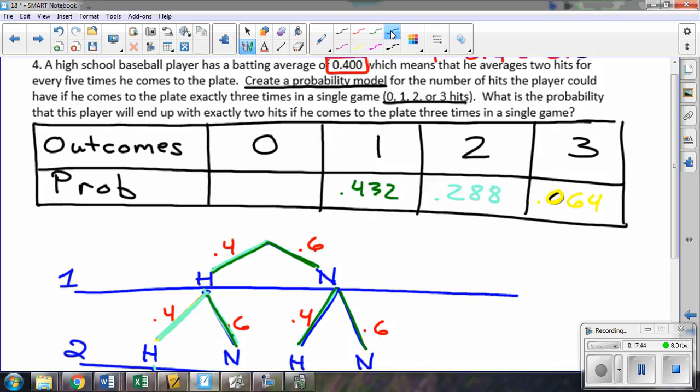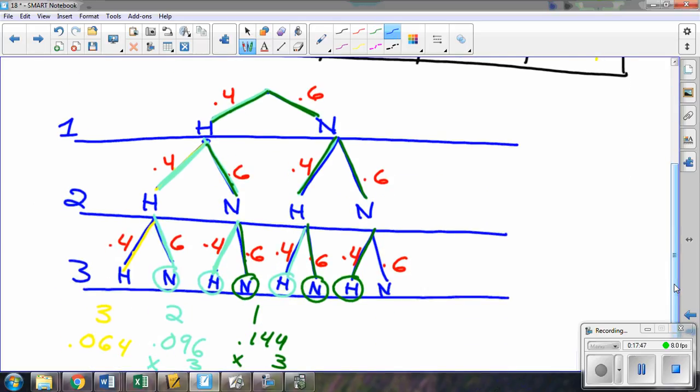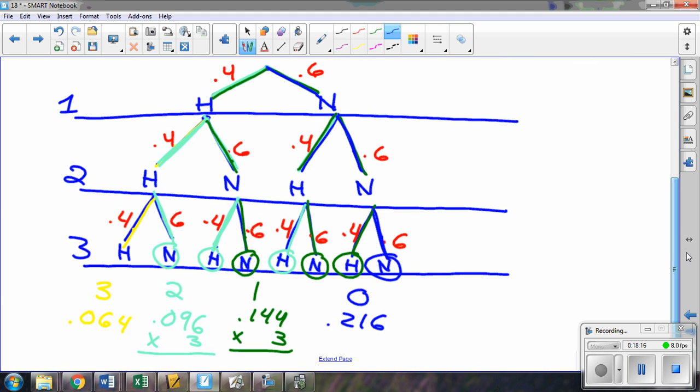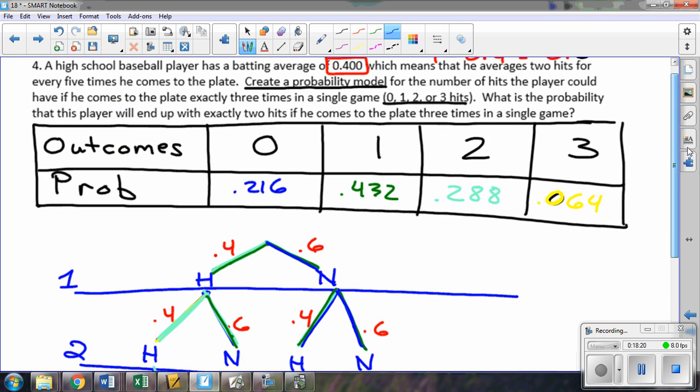And then we'll take our last path. No hit, no hit, no hit. So 0 hits is 0.6 times 0.6 times 0.6, which is 0.216. And that's the only path that leads there, so we wind up with 0.216. And thus, all of this tree diagram is the work which leads us to create this probability model.